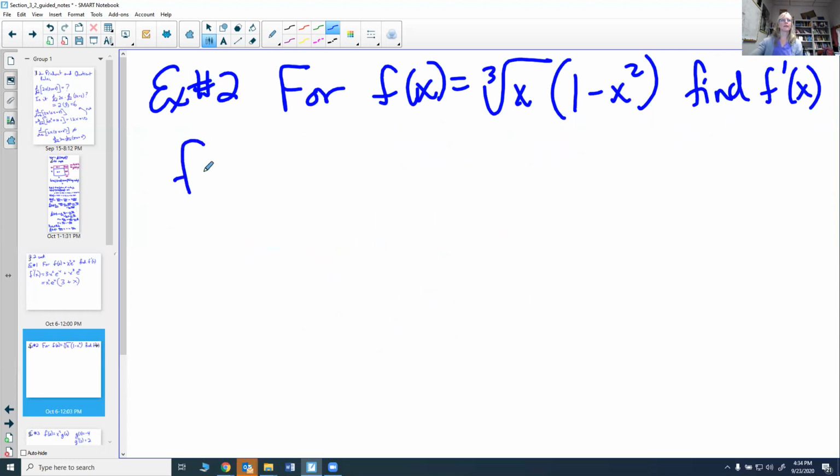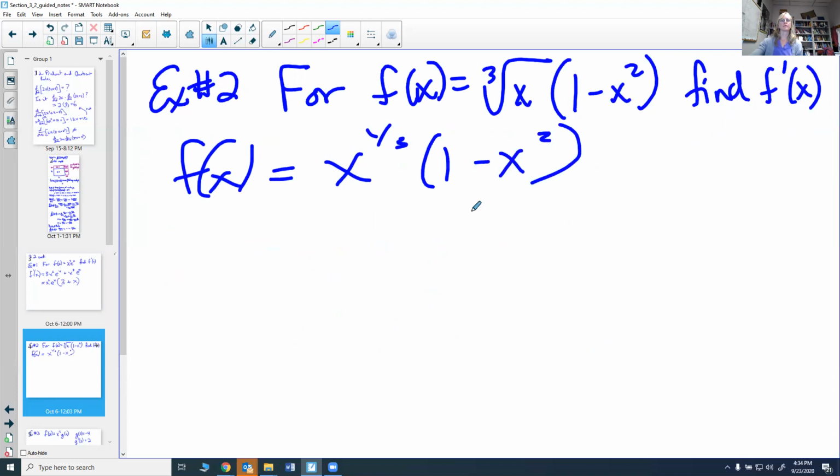Let's try another one. Let's find this one. Before I do anything, though, I don't like radicals. So I'm going to go ahead and write this as x to the 1/3 times 1 minus x squared. So my f prime, therefore, is the first function, which was x to the 1/3. Remember, the cube root is x to the 1/3.